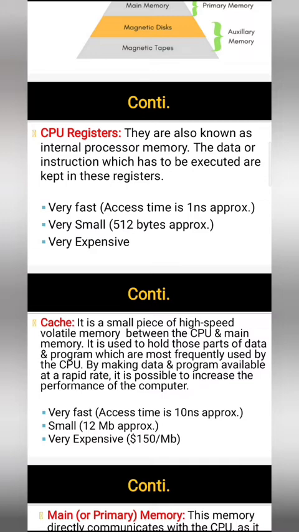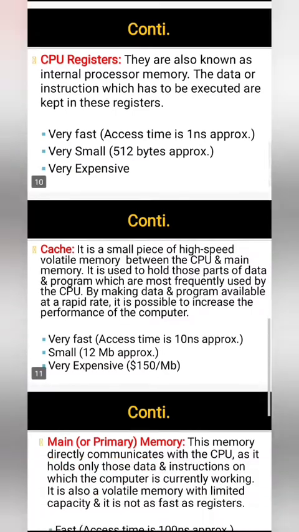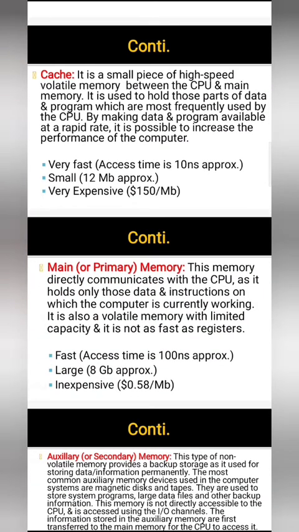Hence, its access time is approximately equal to 10 nanoseconds. Again, this memory is small in size, but it is very expensive, roughly equal to $150 per megabyte. Next, we have main memory. Now, this is the only memory which can have a direct communication with your processor.